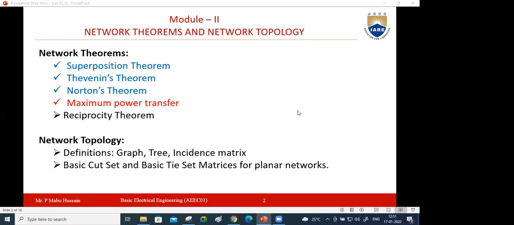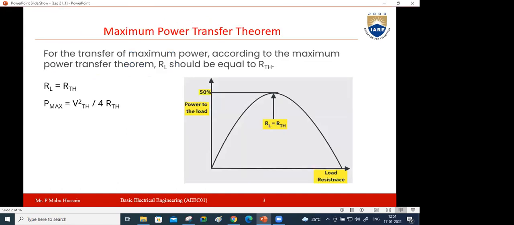So we are discussing the maximum power transfer theorem. In the morning class, we have done this. We also solved one problem. Still, a few more problems we are going to solve in this class. So what is the maximum power transfer theorem? According to the maximum power transfer theorem, maximum power will be delivered from source to load whenever the load resistance is equal to the source resistance.